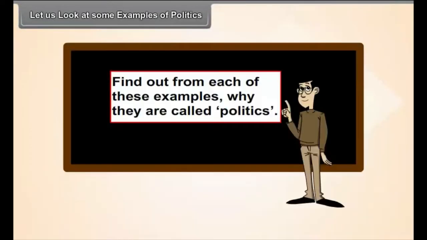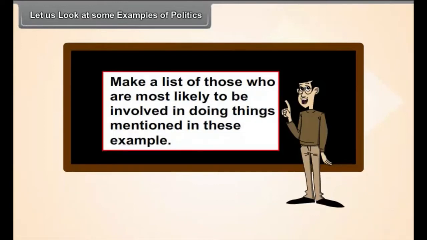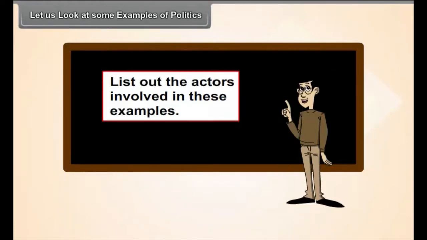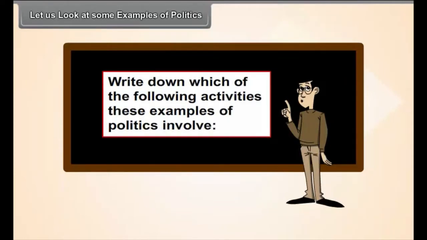Activity. Find out from each of these examples why they are called politics. Make a list of those who are most likely to be involved in doing things mentioned in these examples. List out the actors involved in these examples. Write down which of the following activities these examples of politics involve.